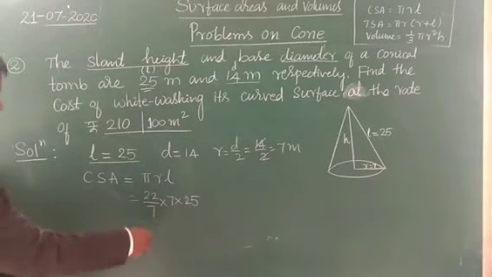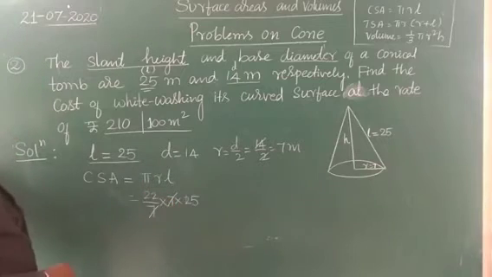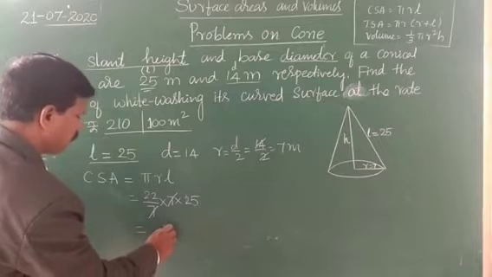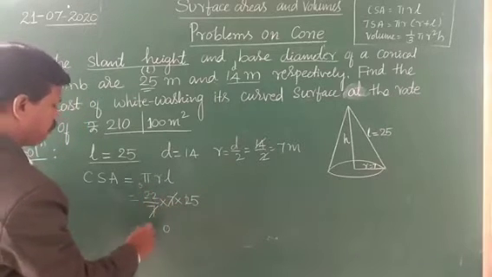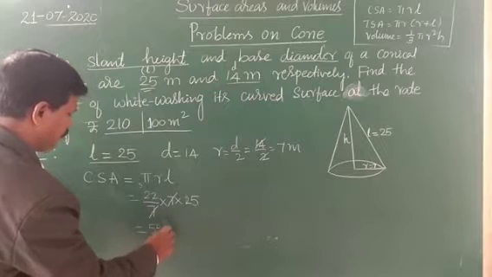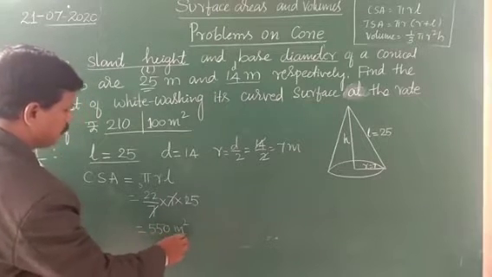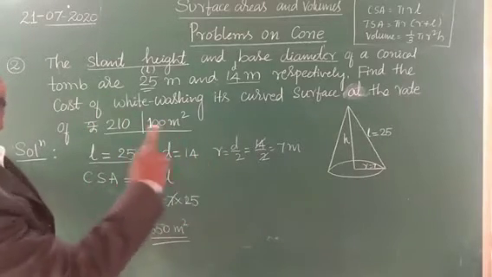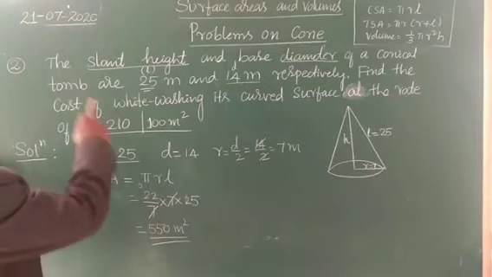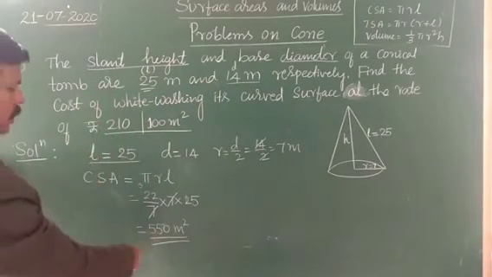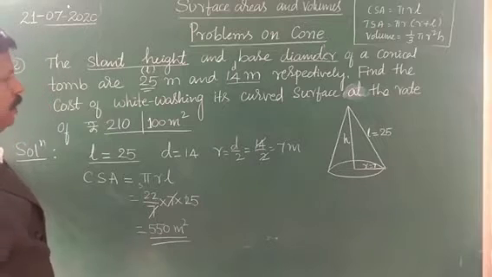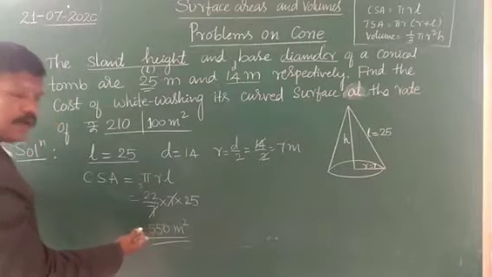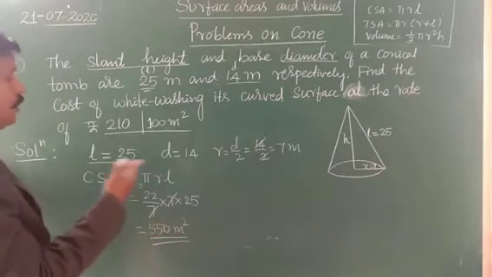Clear? This is the substitution. Now cancel it. 7 and 7 get cancelled. Then 25 2s are 50, plus 5, 55. So the curved surface area of this conical tomb is 550 square meter. If they had given 210 per square meter, then you could multiply this 550 square meter by 210.